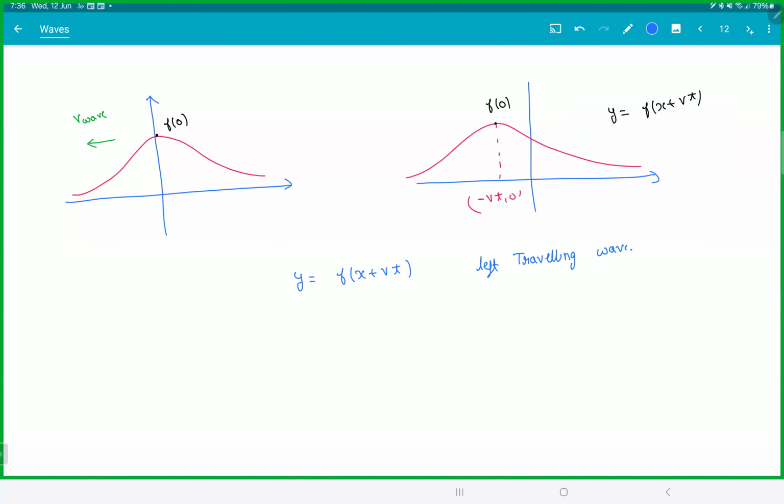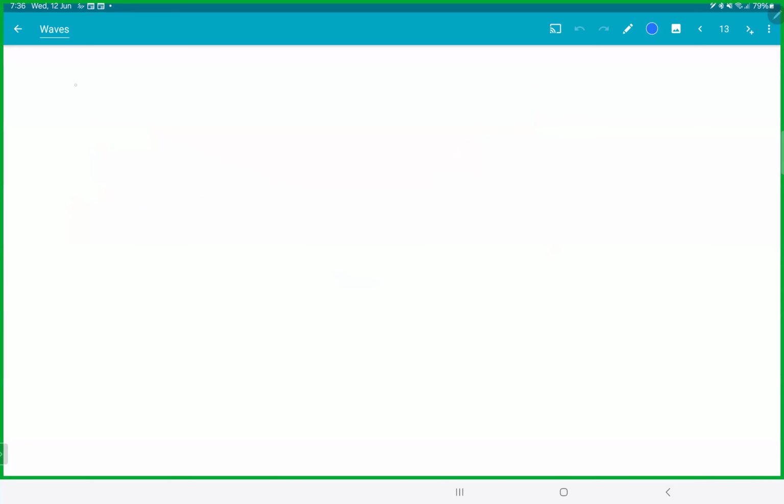So let me write the final thing. So the general wave equation is y is equal to a function of, remember that, function of x plus minus vt. Plus indicates left traveling wave. So that one sign will tell you which way it is traveling. Minus indicates right traveling.